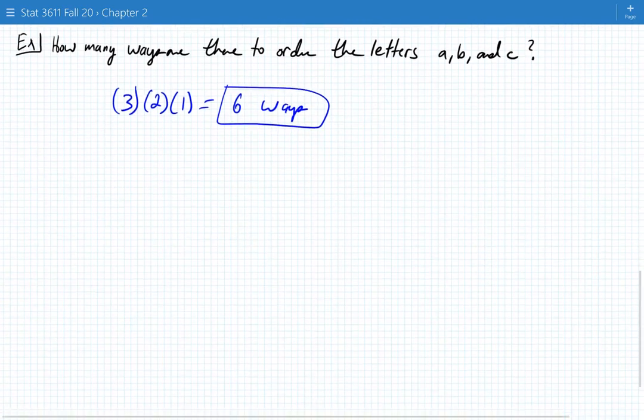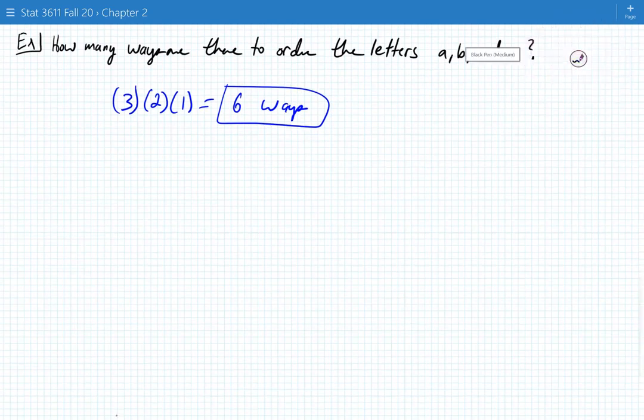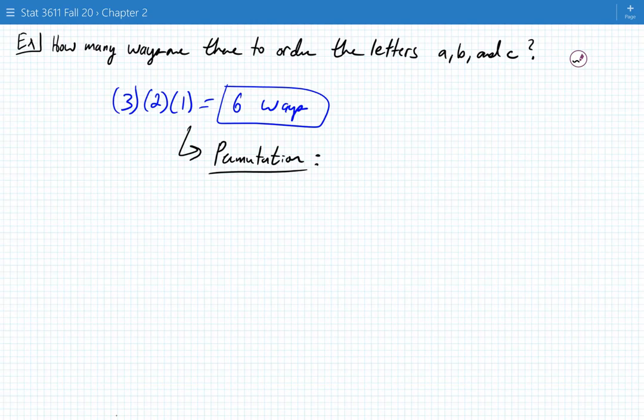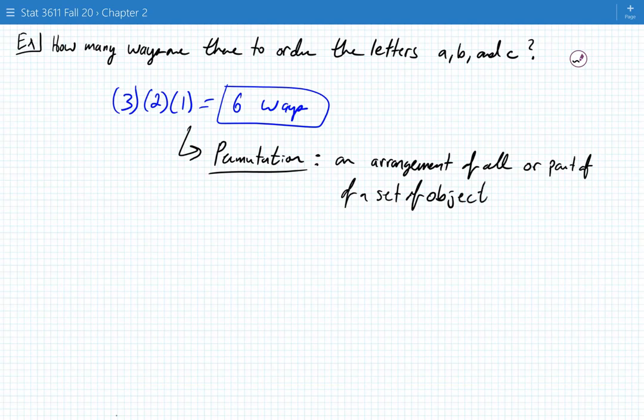Operations that fall under this pattern of stages are called a permutation. A permutation is an arrangement of all or part of a set of objects. An arrangement. So how many ways can we arrange these 3 letters? All right. And we have some notation for this.